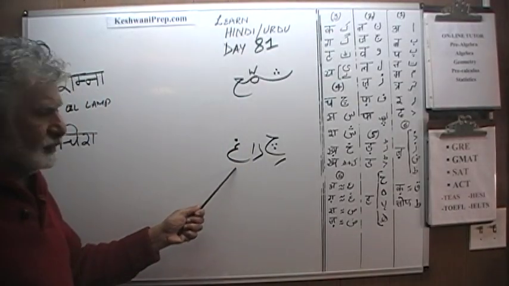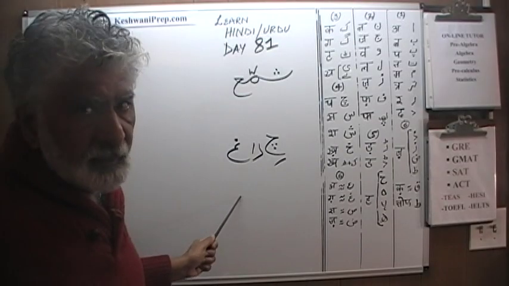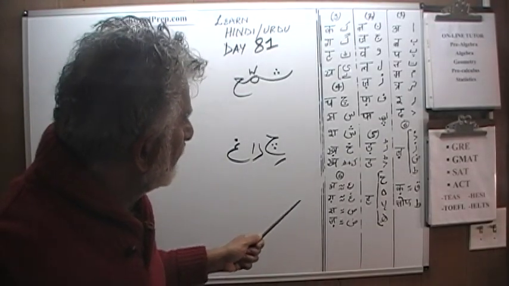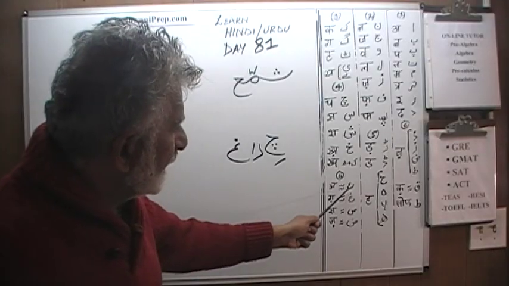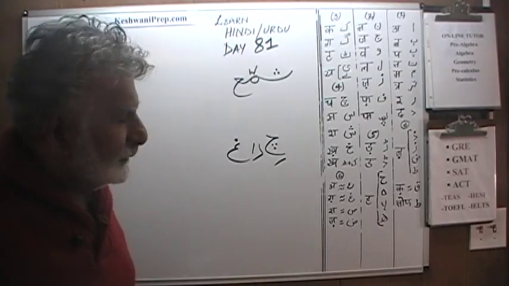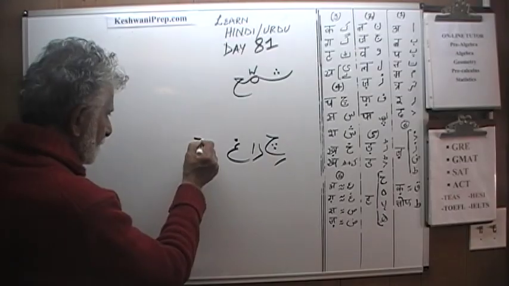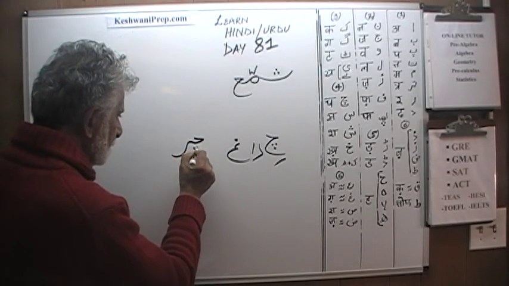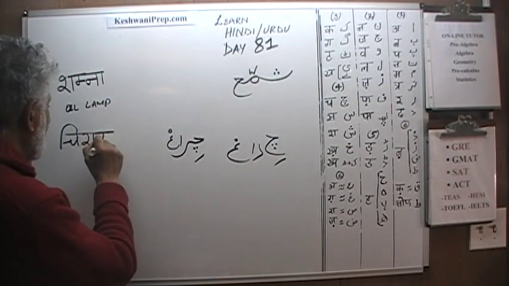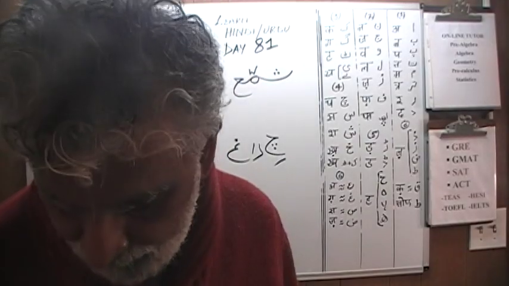Again, same kind of letter that we should use here. This is ain, this is gain. They come in the alphabet next one after the other. Ain and gain. Let's see, where did we learn them? We learned them somewhere, obviously, right here on day number 6. Ain and gain. They come in pairs. Ain, gain, swad, zwad. That's what we need here. Chirag. It looks like this. Chi, ra, ga. Chirag. Chirag, shamma, diya, they all mean the same thing.